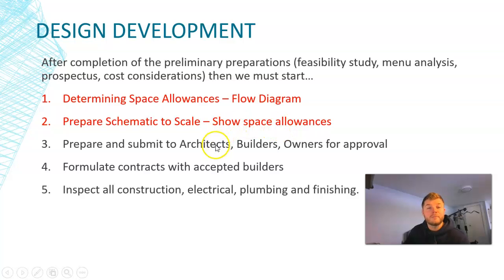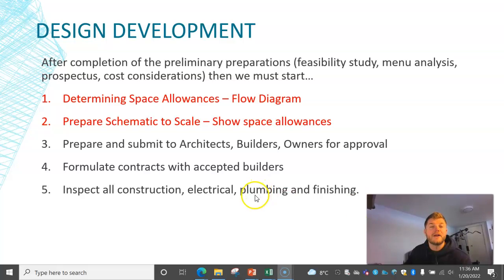From there, you would prepare and submit this to any architects, builders, owners, all of that planning team for approval. You might make some changes. You might go back to these steps a couple times and keep sending it back to the owners for approval. Then we start formulating contracts with some of the accepted builders. And then from there, we inspect all construction, electrical, plumbing, finishing. Again, we will not really be involved too much in these steps as a food and nutrition manager, but we definitely want to have input on the first 2.